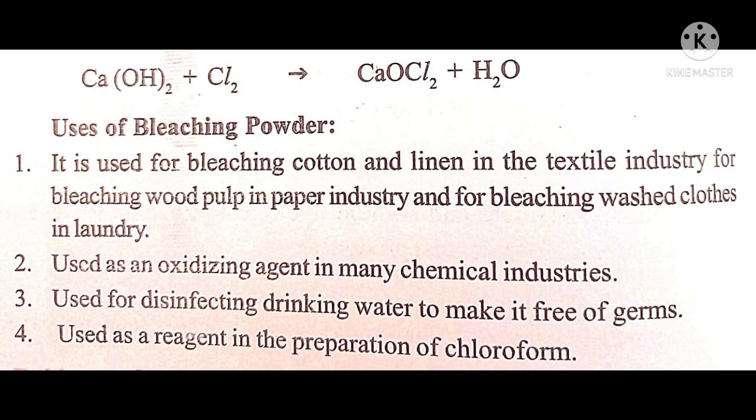Uses of bleaching powder. First one, it is used in the textile industry for bleaching, for wood pulp in the paper industry and for washing clothes in laundry. Second one, it is used as an oxidizing agent in many chemical industries. Third one, it is used for disinfecting drinking water to make it free of germs. Fourth one, it is used as a reagent in the preparation of chloroform.